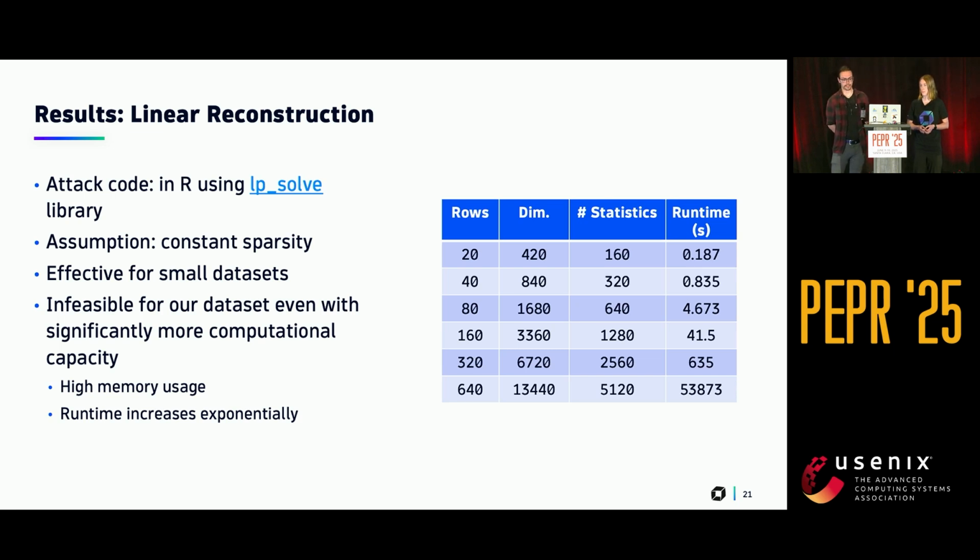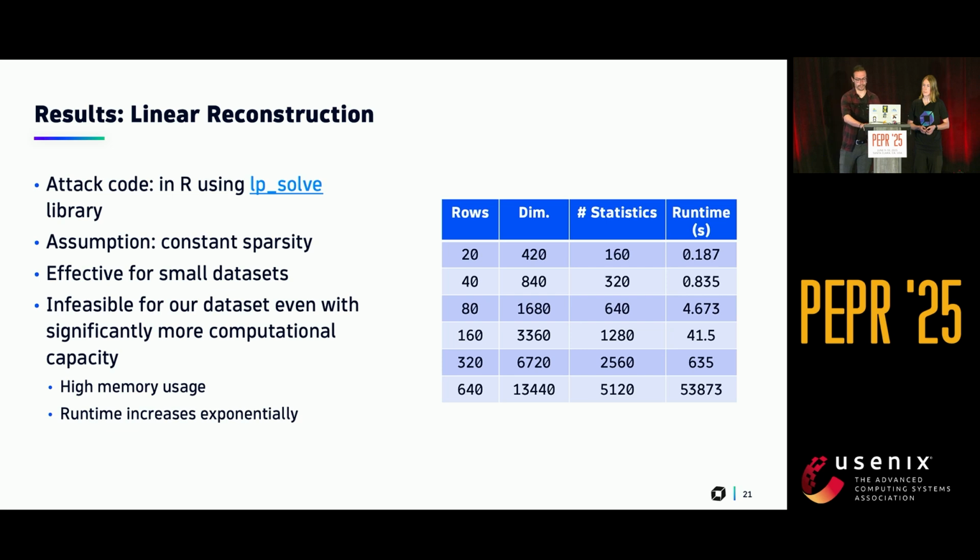For larger sizes, we ran into these computational constraints, so it didn't work out anymore. Because we assumed the sparsity to be constant, we got an exponential runtime with the database size, since both the number of the linear constraints and also the sizes of the constraints increased. So this attack became infeasible.